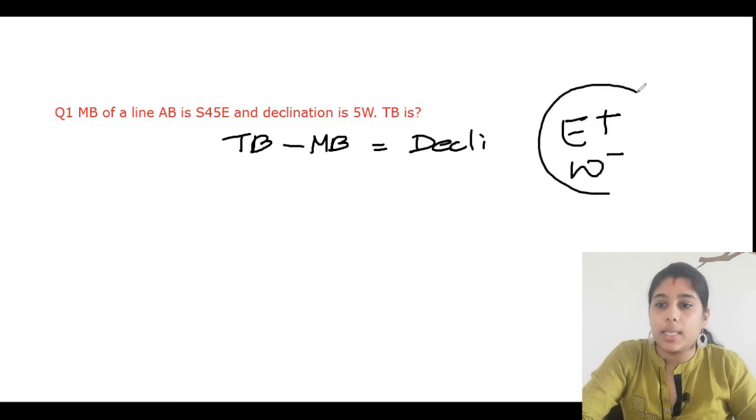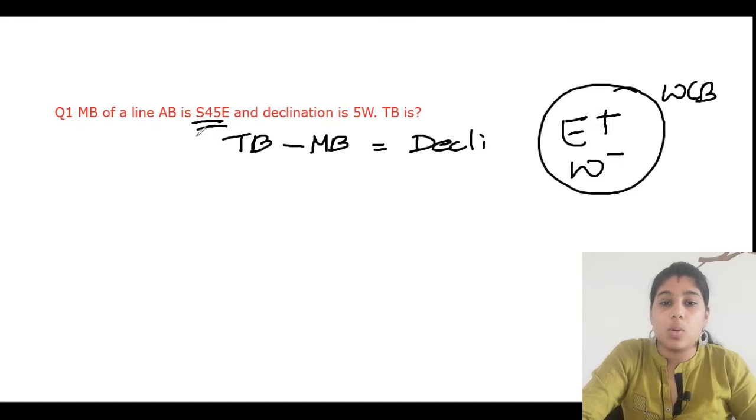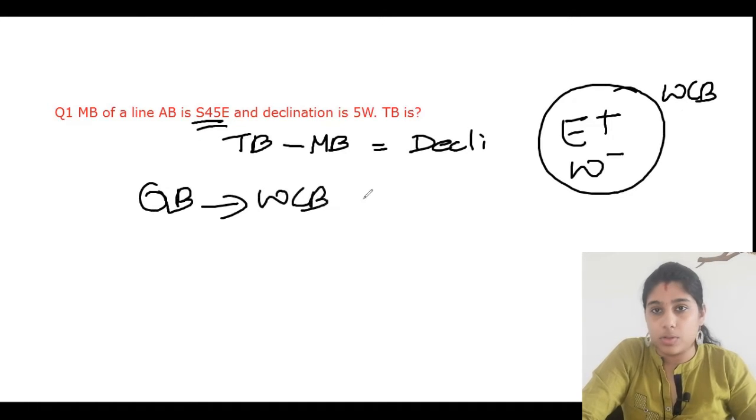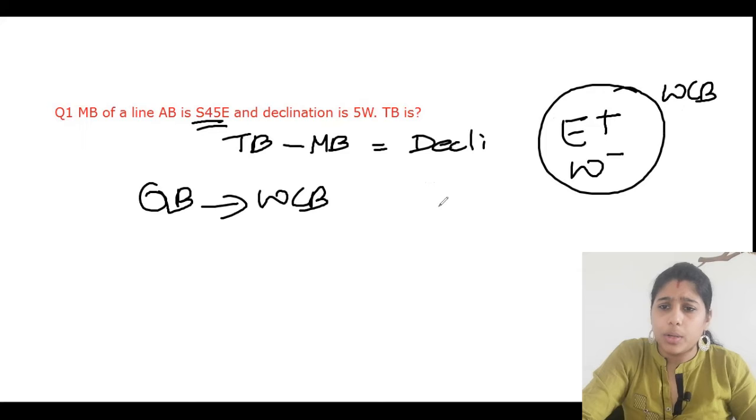This we can apply in the case of whole circle bearing directly. But here they have given a quadrantal bearing. So either you can convert this quadrantal bearing to whole circle bearing and proceed with the process to get the answer, or you can do it in this method also. It is your choice, you can choose your method.